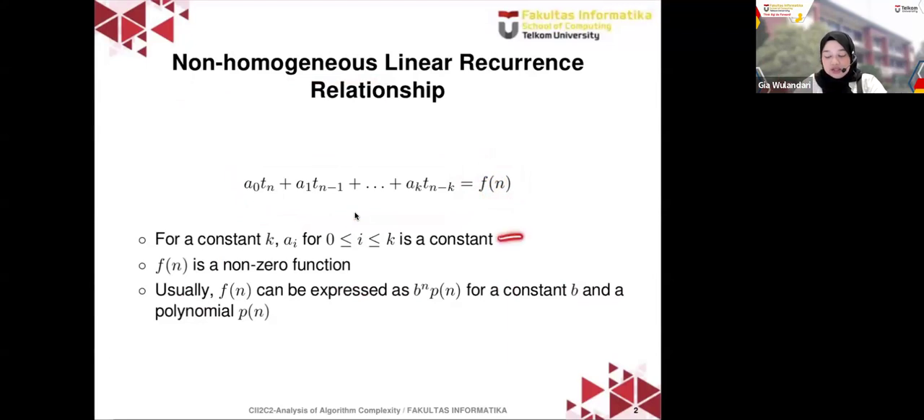K is just like what we had last week, and Fn must be a non-zero function. And Fn should be able to be expressed like this, where b can be any constant, so it is b to the n, and then we have some polynomial.